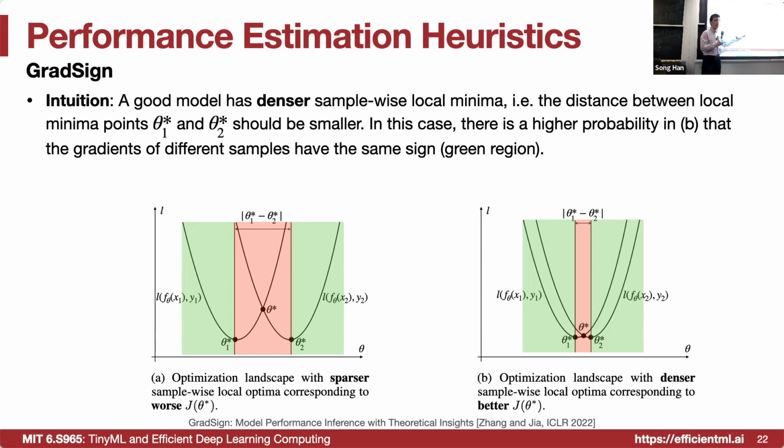So within that range, the sign is different. One gradient is pulling it in one direction, the other gradient is pulling it in the other direction, which is a heuristic saying that it's difficult to optimize. But a good model should have a wider region where the gradient has the same positive or negative sign.